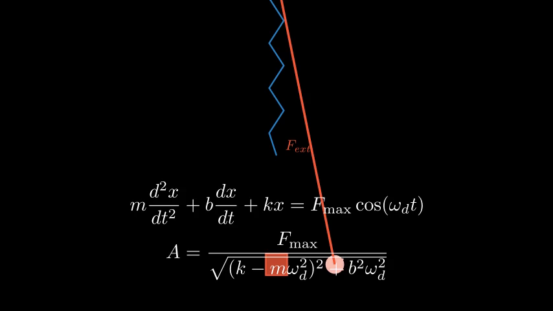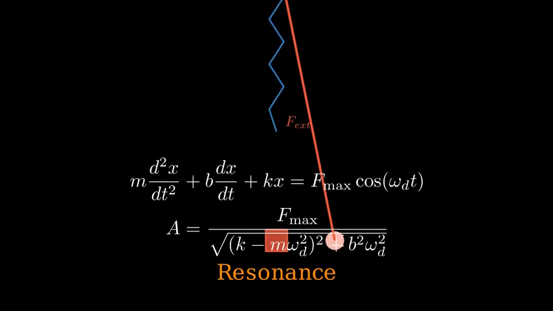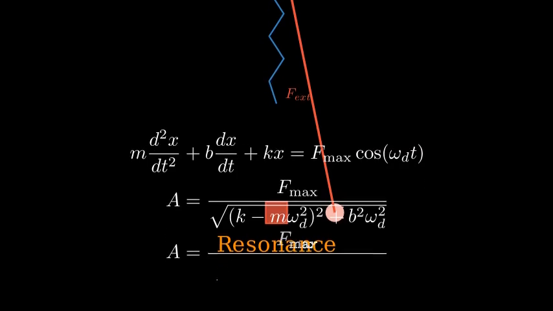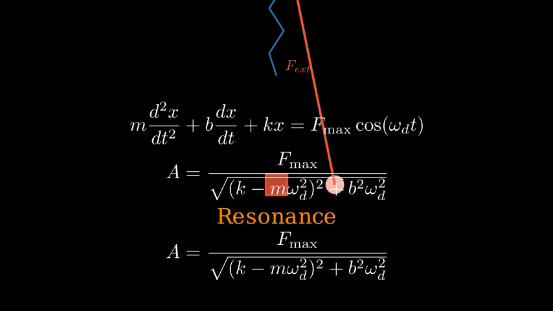One of the most fascinating phenomena in forced oscillations is resonance. Resonance occurs when the driving frequency omega sub d approaches the natural frequency omega sub 0 of the system. Looking at our amplitude equation, we can see that when omega sub d approaches omega sub 0, which is the square root of k over m, the first term in the denominator approaches 0, potentially leading to a very large amplitude.